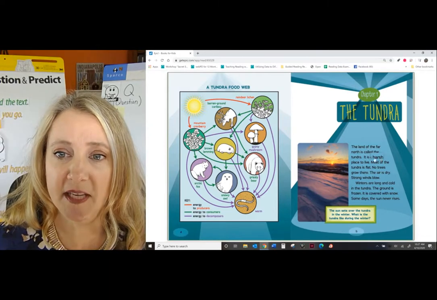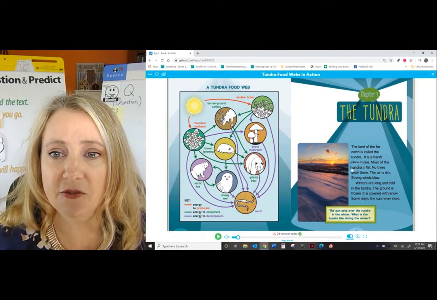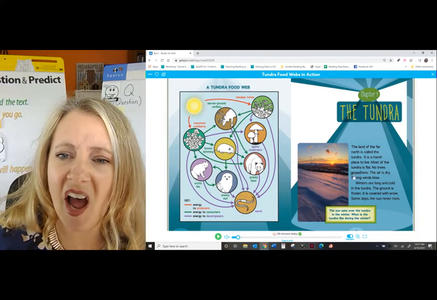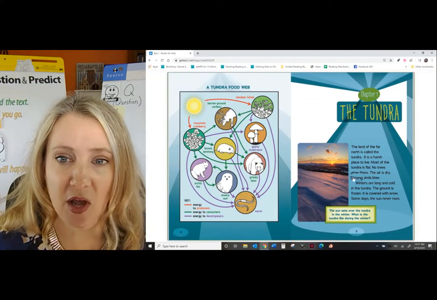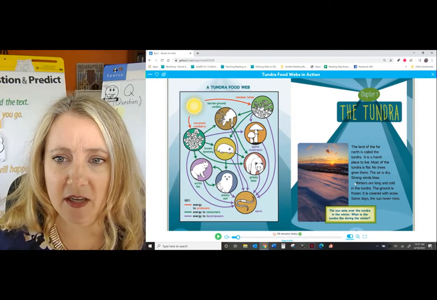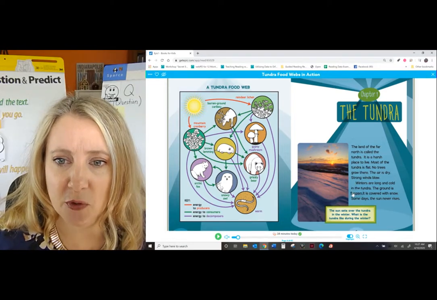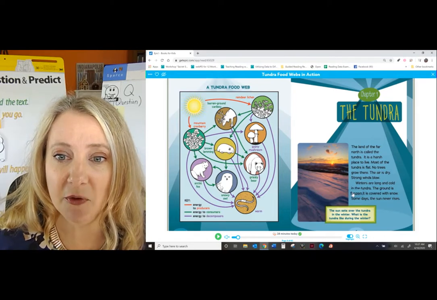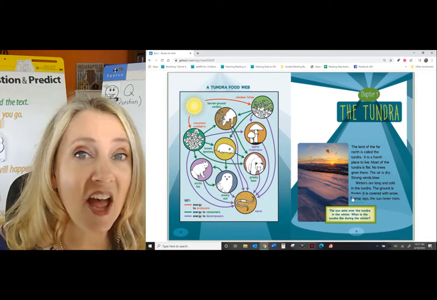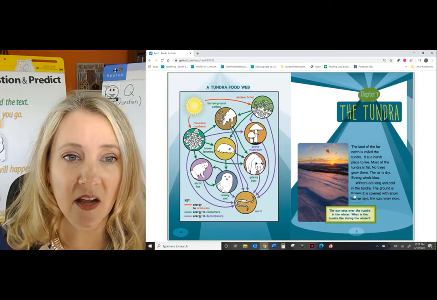It is a harsh place to live. Most of the tundra is flat. No trees grow there. The air is dry, strong winds blow. Winters are long and cold in the tundra. The ground is frozen. It is covered with snow. Some days, the sun never rises.